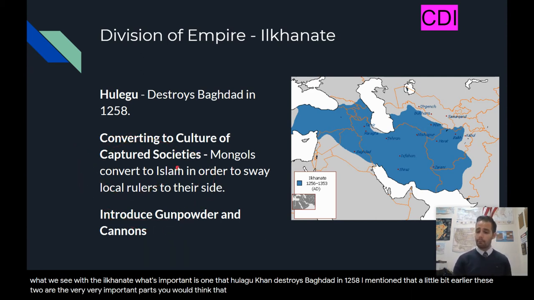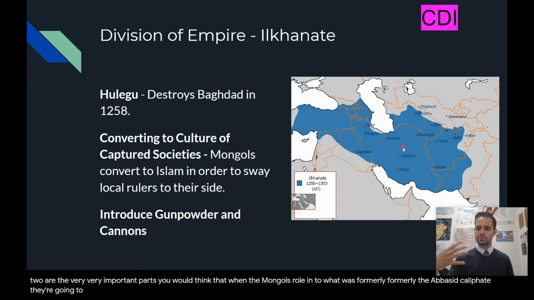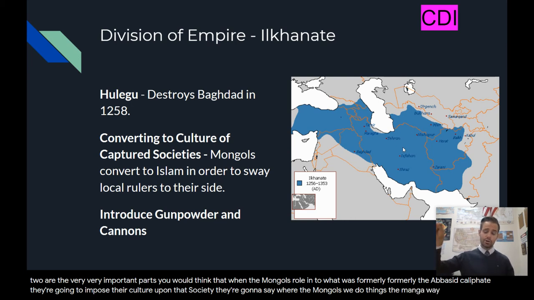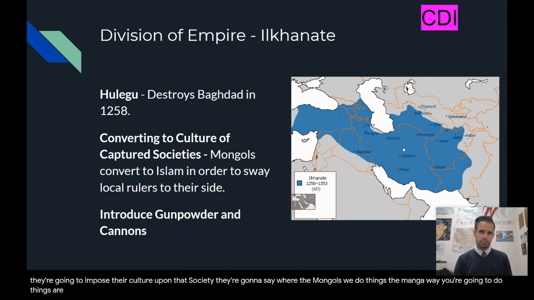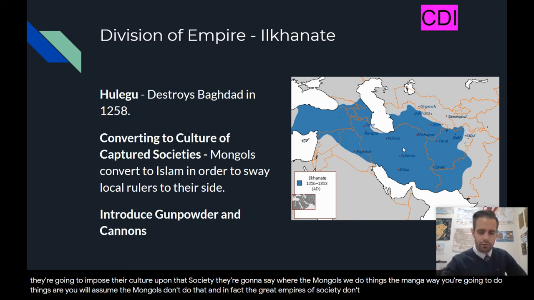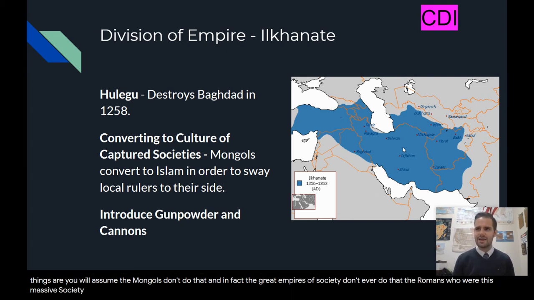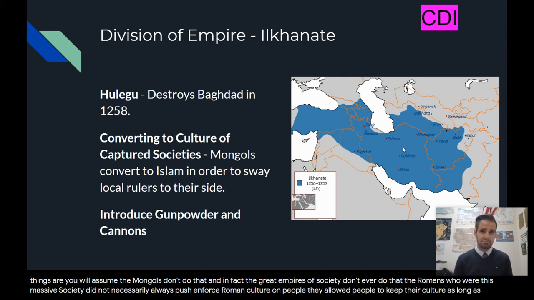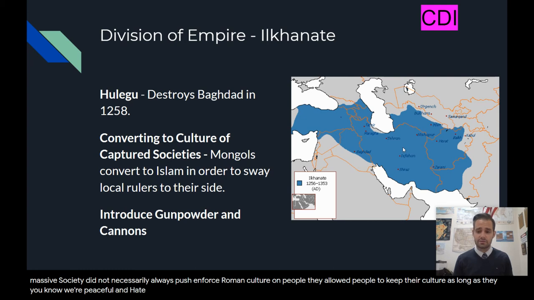You would think that when the Mongols roll into what was formerly the Abbasid Caliphate, they're going to impose their culture upon that society. They're going to say, we're the Mongols. We do things the Mongol way. You're going to do things our way, or we're going to kill you. I mean, that's what you would assume. But the Mongols don't do that. And in fact, the great empires of society don't ever do that. The Romans, who were this massive society, did not necessarily always push and force Roman culture on people. They allowed people to keep their culture as long as they were peaceful and paid taxes when they were supposed to. That's what the Ilkhanate does.